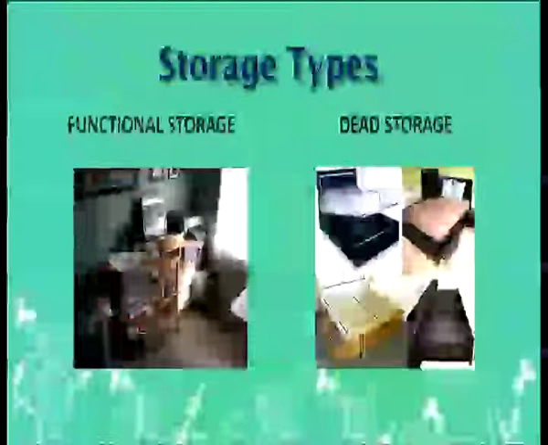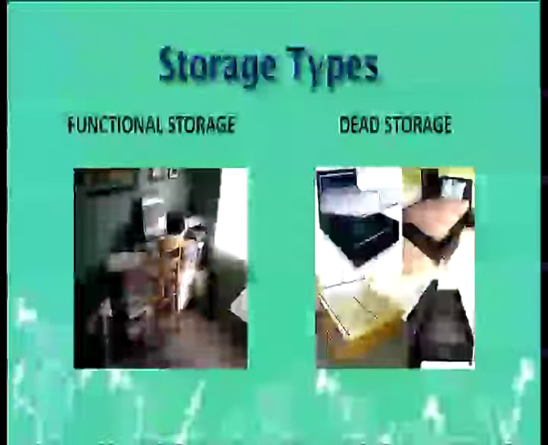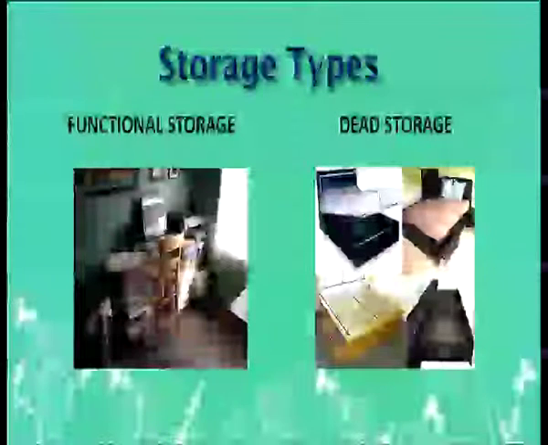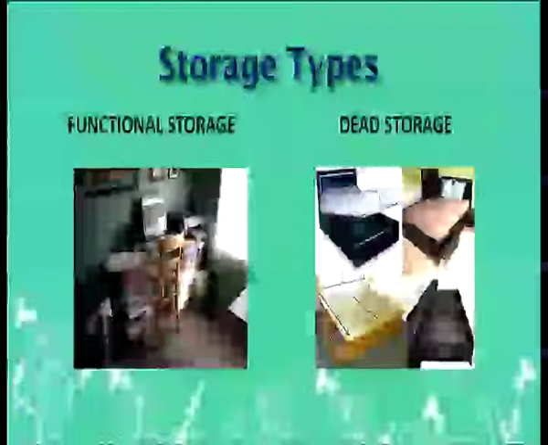Now we are talking about storage, which is very important and necessary. Every home has to store some kind of material, maybe clothes, books, utensils and whatnot. So we have two types of storage. One is functional and one is dead. What does functional mean? Which you keep on using on a frequent basis, that is functional storage. In this picture you can see the books are kept below the table and you can function on the table also.